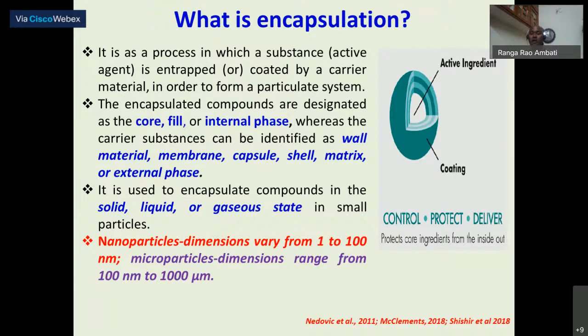But why do we want to use the coating? We need to protect our metabolites. While using the protector, we need to remember this: control, protect, and deliver. These are the three aspects of the encapsulation process. The metabolite we use should be safe, environmentally safe, and we need to deliver it for biological applications. When you prepare nanoparticles, the range would be 1 to 100 nanometers. When you use the microencapsulation process, that range should be 100 nanometers to 1000 micrometers. This is the range of dimensions of these materials.